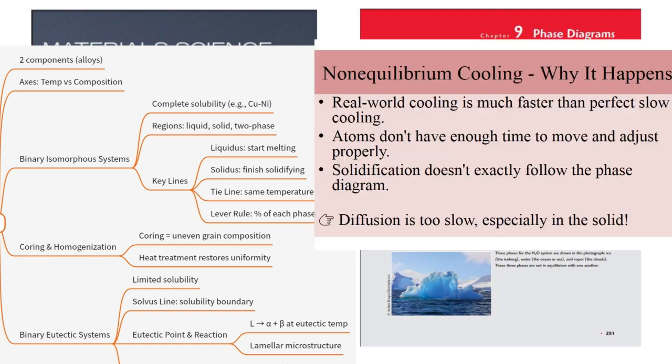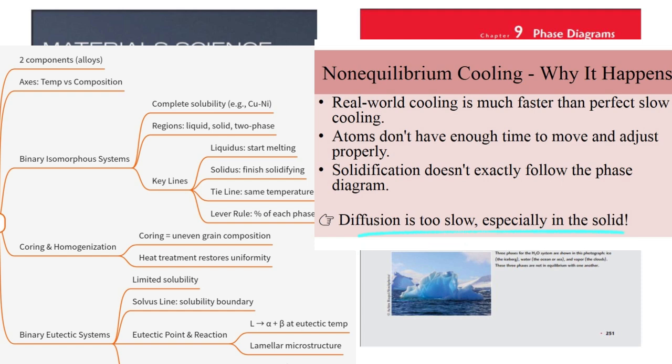We've been talking about equilibrium conditions, which means that we're heating or cooling the alloy really slowly. But in the real world, we often cool things down much faster, which can mess with the microstructure. And what kind of problems can happen with fast cooling? Well, the main problem is that the atoms don't have enough time to diffuse and rearrange themselves properly.